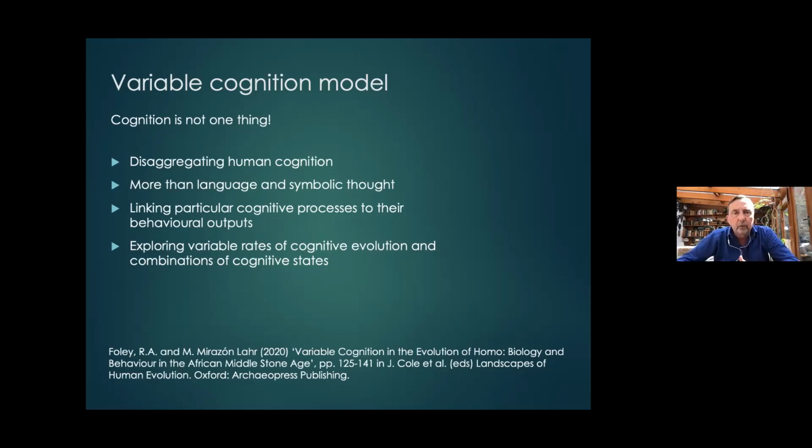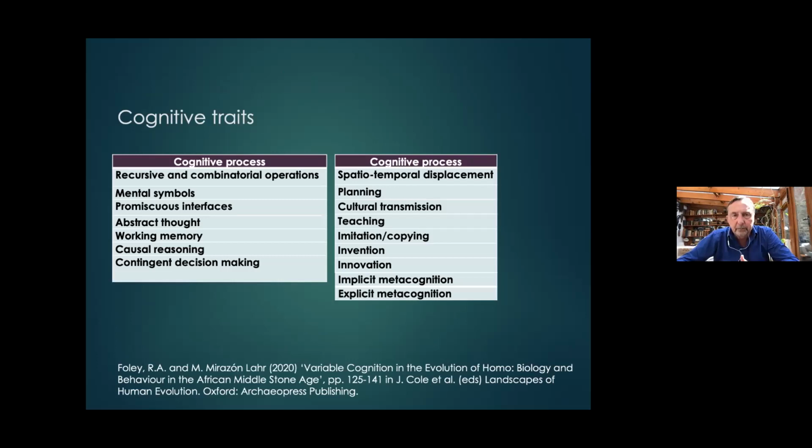So then we can explore variable rates of cognitive evolution. And the way we can think about it is to go back to the psychologists, go back to the cognitive science and say, well, what actually is going on? And it's not symbolic thought, it's all these things. It's recursive and combinatorial operations, mental symbols, promiscuous interfaces.